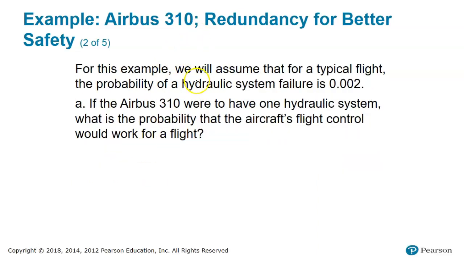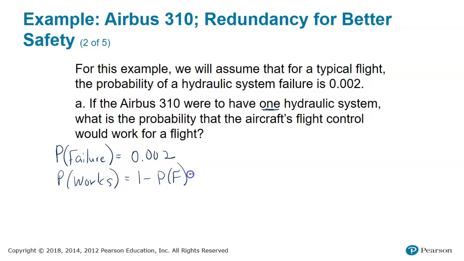Okay, so in this particular example, we're going to assume that the probability of a system failure is going to be 0.002. So if the Airbus 310 were to have one hydraulic system, what's the probability that the aircraft's flight control would work for a flight? So the probability that it fails is 0.002. So the probability that it works is going to be 1 minus the probability that it fails. So 1 minus 0.002 is going to be 0.998.